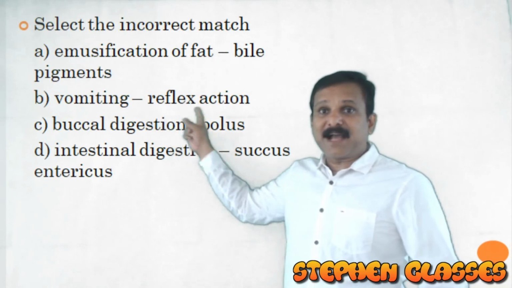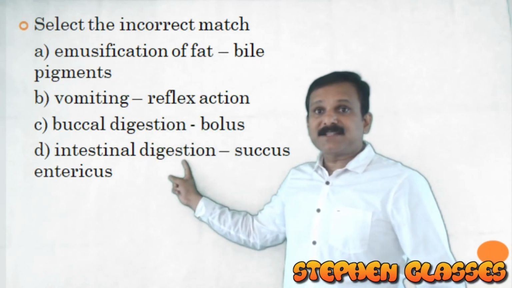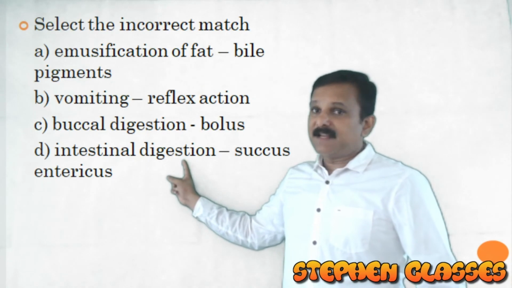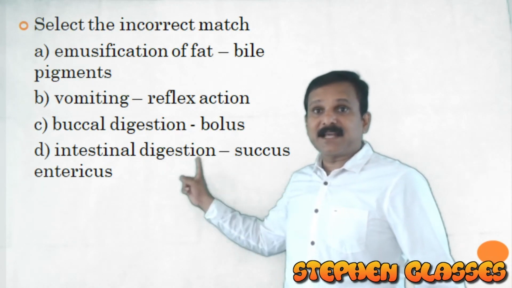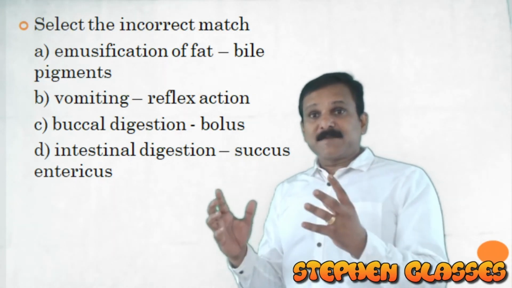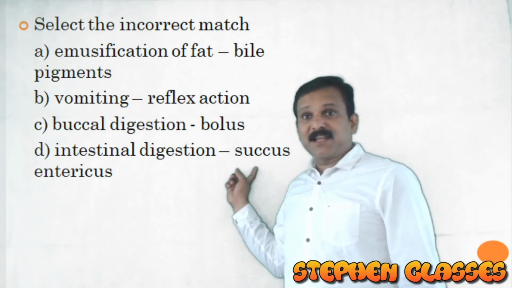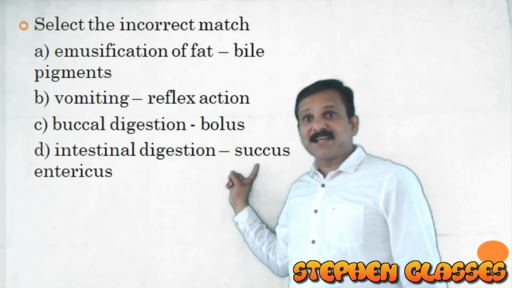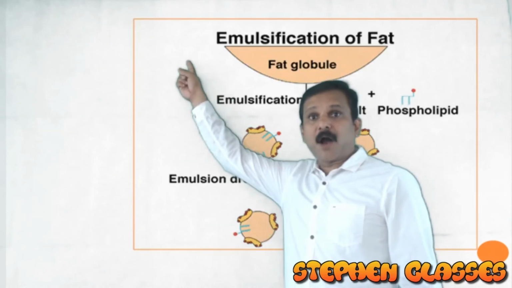Vomiting is correctly matched here. After buccal digestion, the food is called bolus. After intestinal digestion, it is called chyle, and here it is correctly matched. In intestinal digestion, the succus entericus will help. The collection of enzymes and mucus is called succus entericus. Intestinal juice is also called succus entericus. So this is correctly matched. The incorrect match is over here, option A.